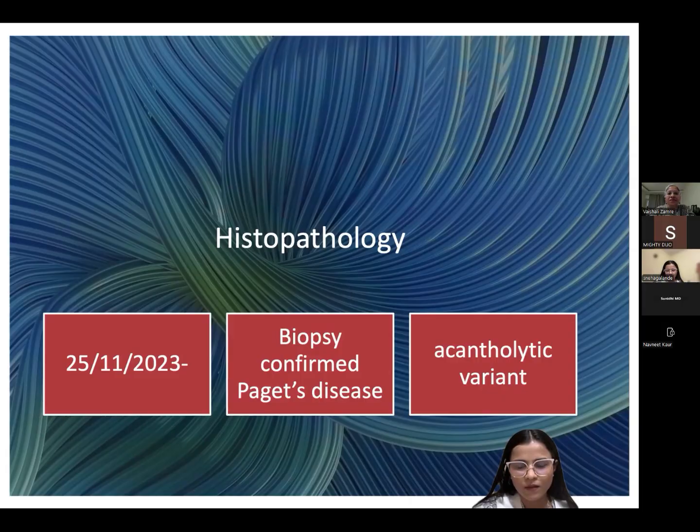So did they specify anything beyond acantholytic, any immunohistochemistry or a grading given for DCIS kind of picture? No, ma'am. Only biopsy confirmed Paget's disease with acantholytic variants. That's all they had mentioned. Hi, I'm Dr. Anila. So they did not do any IHC to prove that it was indeed Paget's? No.